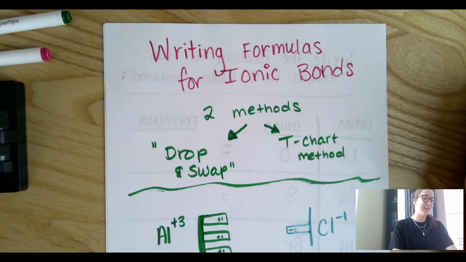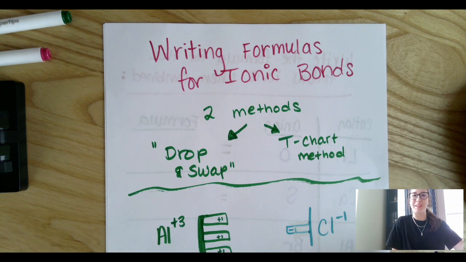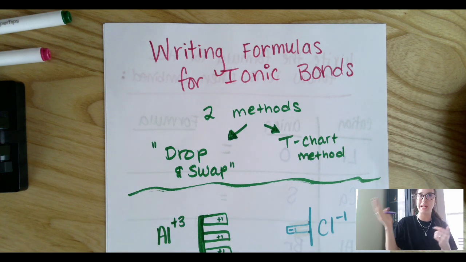If you are on the topic of writing formulas for ionic bonds, give yourself a pat on the back because you have hit almost the peak of your chemistry class. This is a very important skill that you need to continue to be successful in chemistry. I tell my students that this is one of the top 3 skills you have got to be able to do: writing formulas and writing names, which will be another video, for ionic bonds. So let's talk about it.